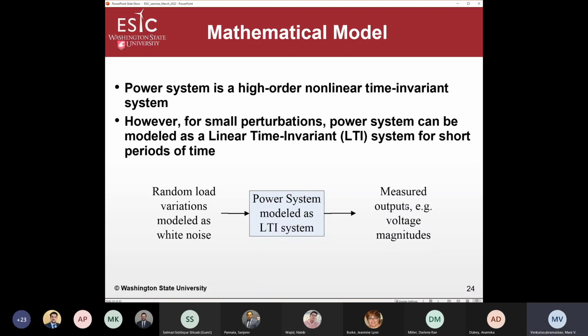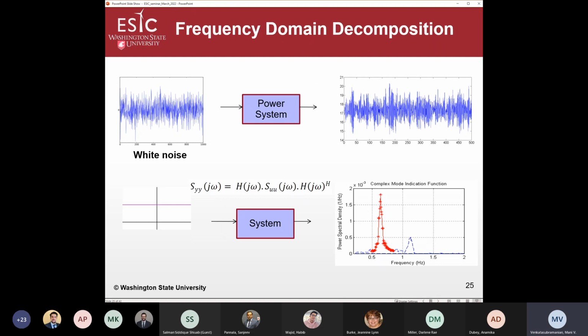We can look at the outputs, and we can show that the outputs will have characteristics of the system transfer function. This is because if you think of the white noise in a frequency domain, that's basically like a constant power across all the frequencies. Whereas when it comes through the system, the energy in the signal will get emphasized at the mode frequencies, or when there is a strong mode that is observable in the data or in the measurements.